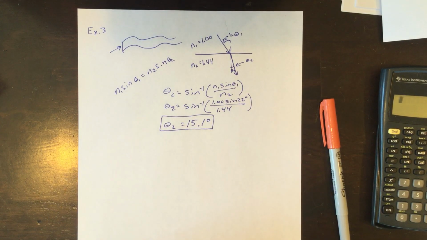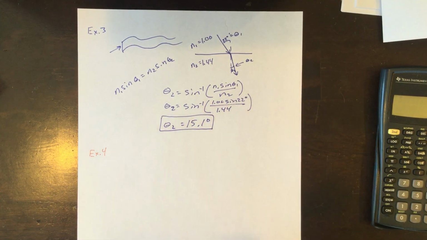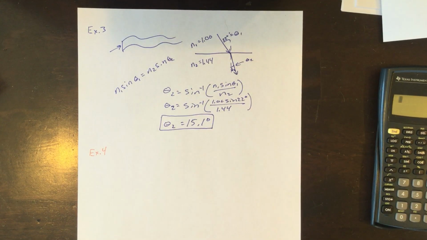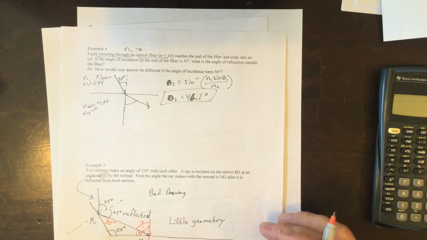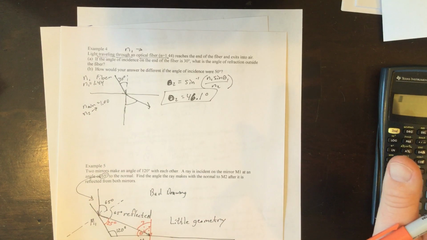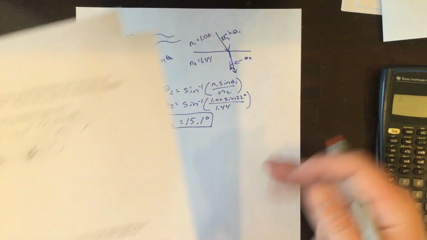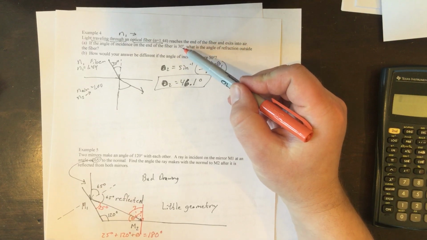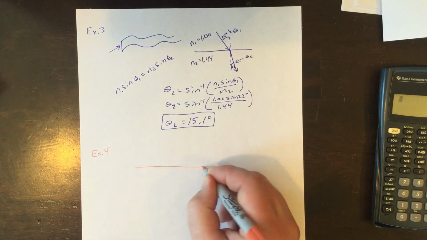Example 4 states, once again, light is traveling through the optical fiber and then it comes to the end. So if you look at this, you might just go back to the other one and write down some answers from that. You can't do that because it hits the end with an angle of 30 degrees. So it's the same type of problem.